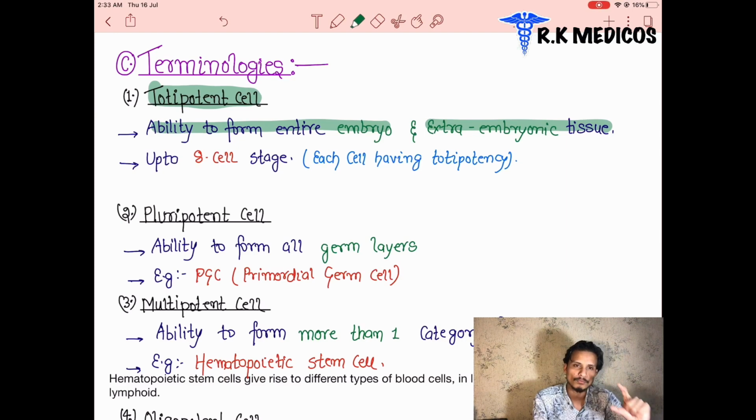Out of all these 8 cells, a single cell has the capacity, even if the other 7 cells disintegrate, to develop the embryo or the extra-embryonic tissues. So all these cells are called totipotent.